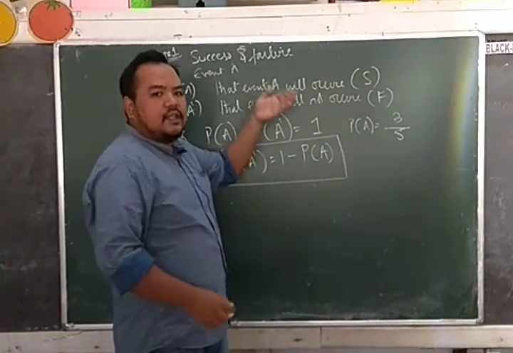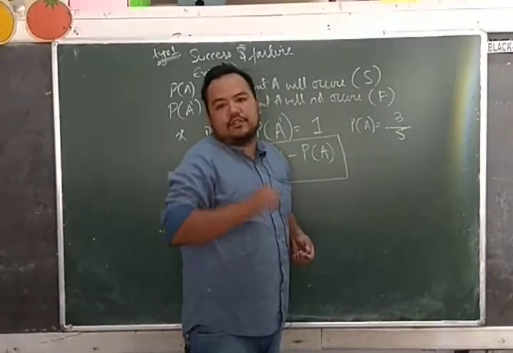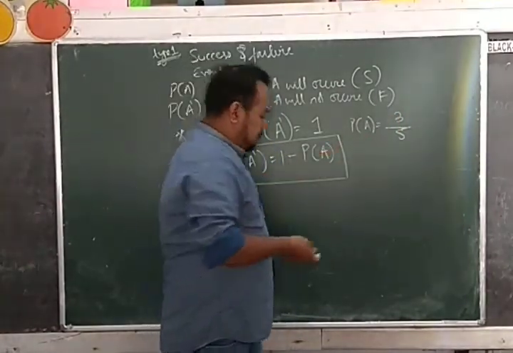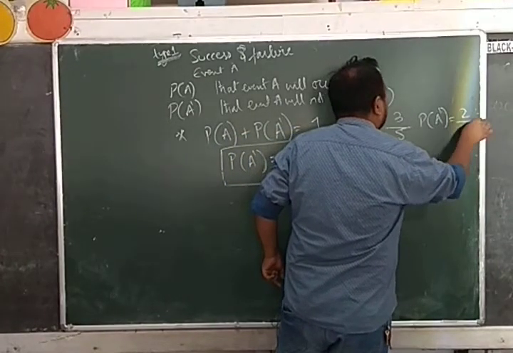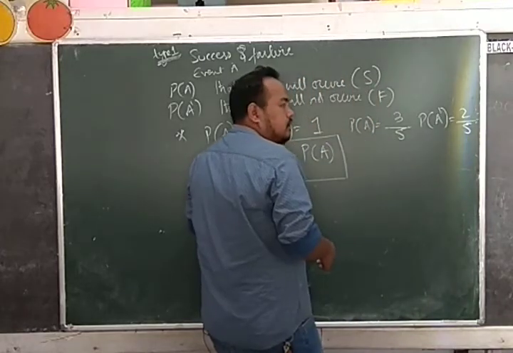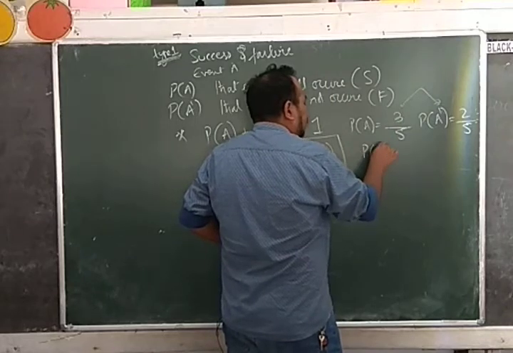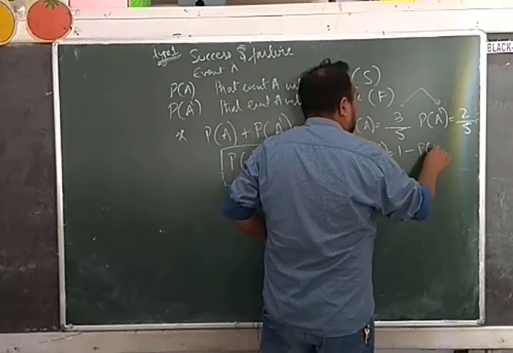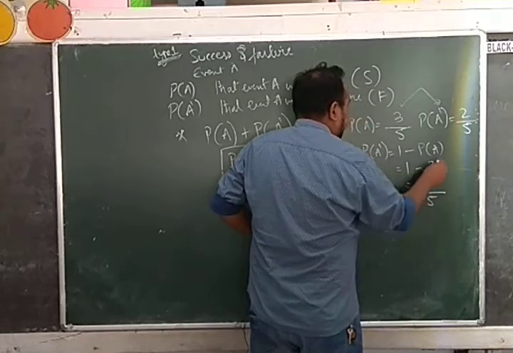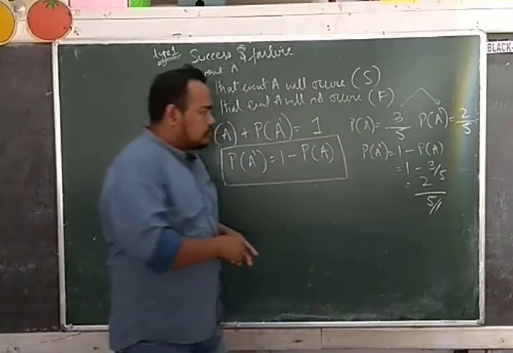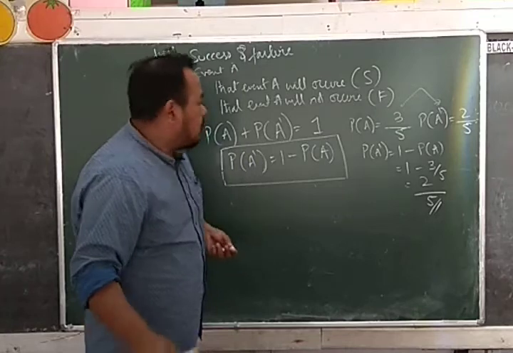Is that clear? So you can easily make out that out of 5 times, if you hit 3 times, then obviously how many times did you miss? That is 2, isn't it? So probability of A dash is going to be 2 by 5. So this is concept wise. You can directly find the probability of failure also: 1 minus probability of success, that is equal to 1 minus 3 by 5, and that is also equal to 5 minus 3, which is 2 by 5. So this is how you calculate the probability of success and failure. Is that clear? Okay.